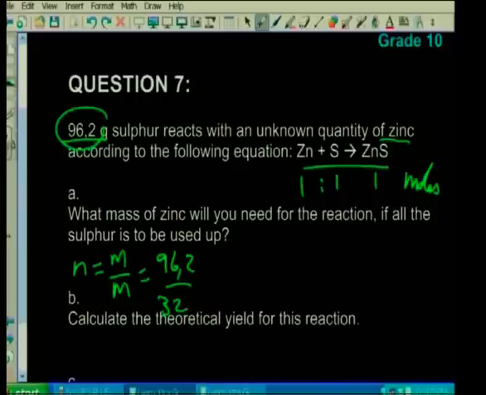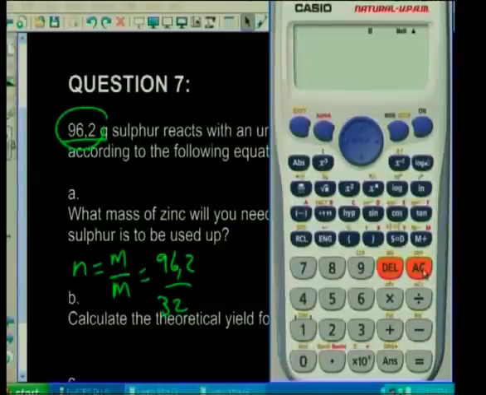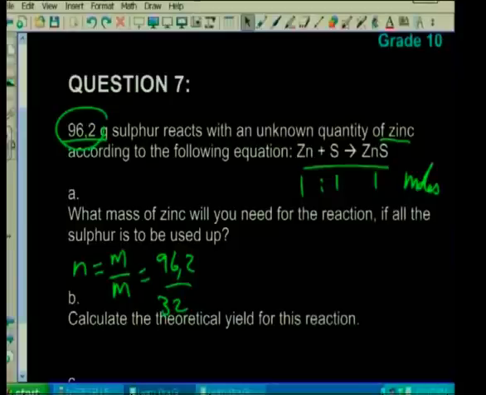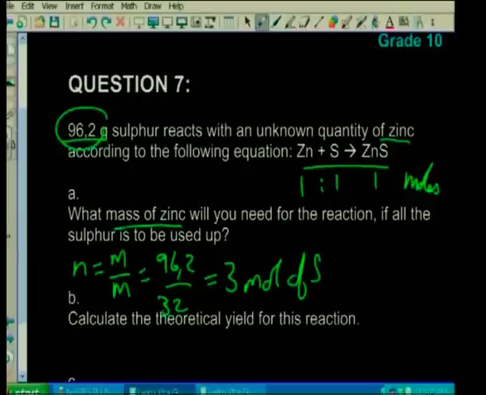We've used it already, but let's just do the calculation for this one. We're going to say 96,2 divided by 32, and that gives me exactly 3 moles. I'm going to round it off to 3 moles. So, the question: I've got 3 moles of sulfur. What I need to know is the mass of zinc you will require. So I need 3 moles of zinc.